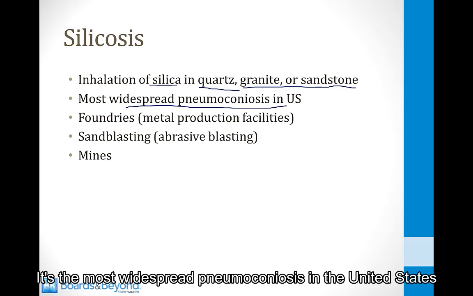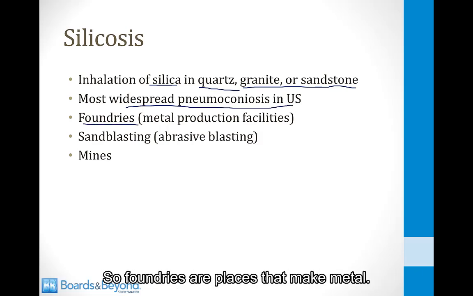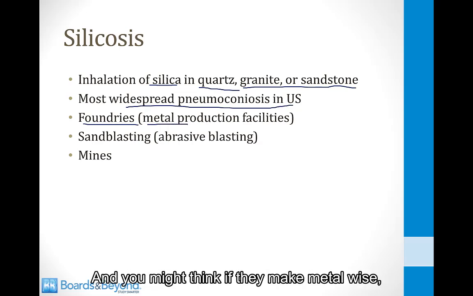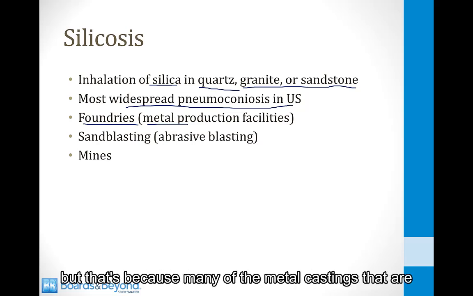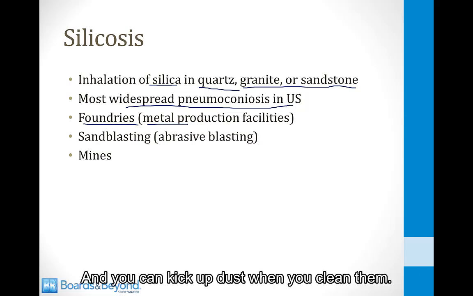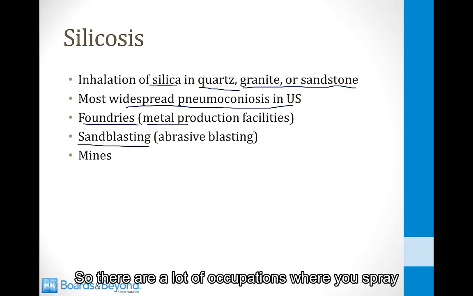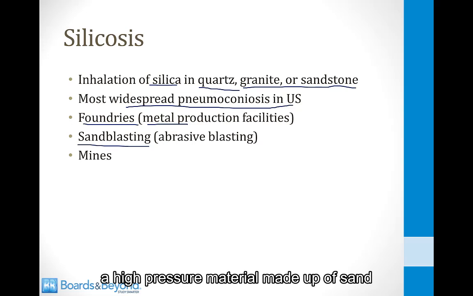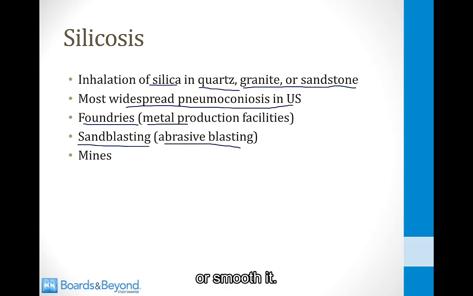It's the most widespread pneumoconiosis in the United States, and workers that are at risk are foundry workers. So foundries are places that make metal, and you might think if they make metal, why is there risk of exposure to silica? But that's because many of the metal castings that are used to shape the hot metal are made of silica and quartz, and you can kick up dust when you clean them. Sandblasters are exposed to silicosis, so there are a lot of occupations where you spray a high-pressure material made up of sand or small silica particles at something metal to shape it or smooth it. This is called abrasive blasting, and this can kick up a lot of silica dust.